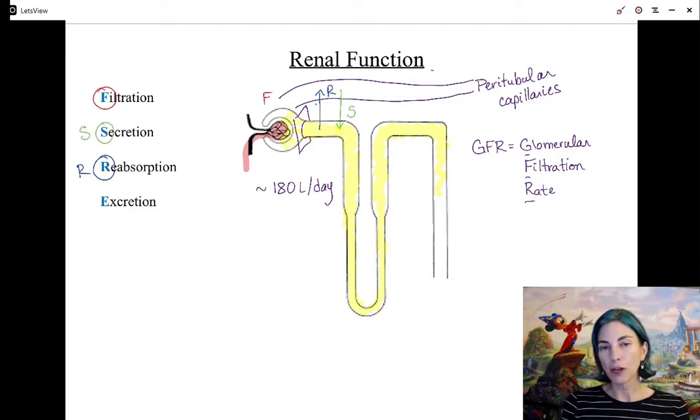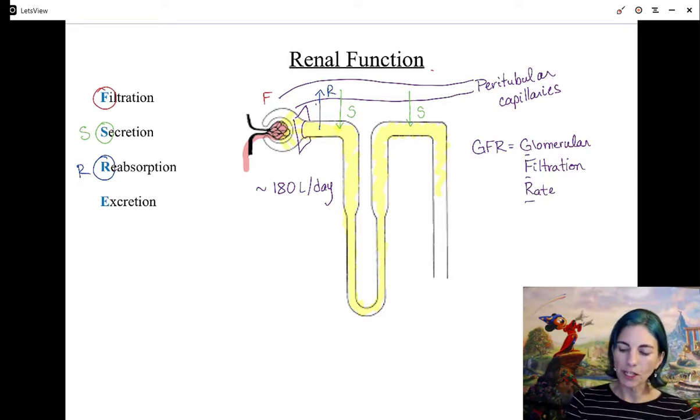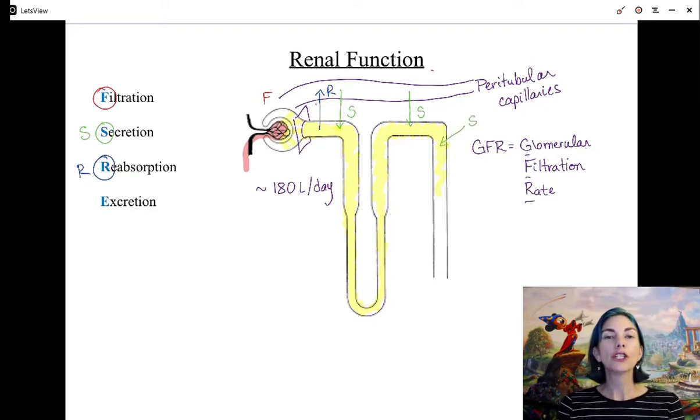So some secretion happens in the proximal tubule, and some secretion happens in the distal tubule. And those are kind of the major spots. There's actually some secretion that happens here as well, but I don't talk about it. So I want you to know that secretion occurs in the proximal tubule and the distal tubule.